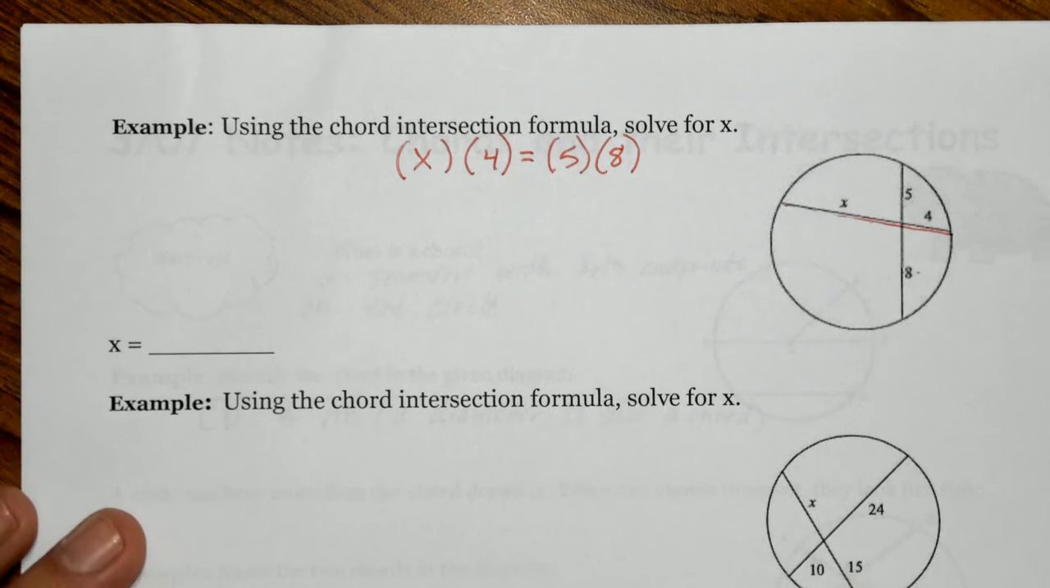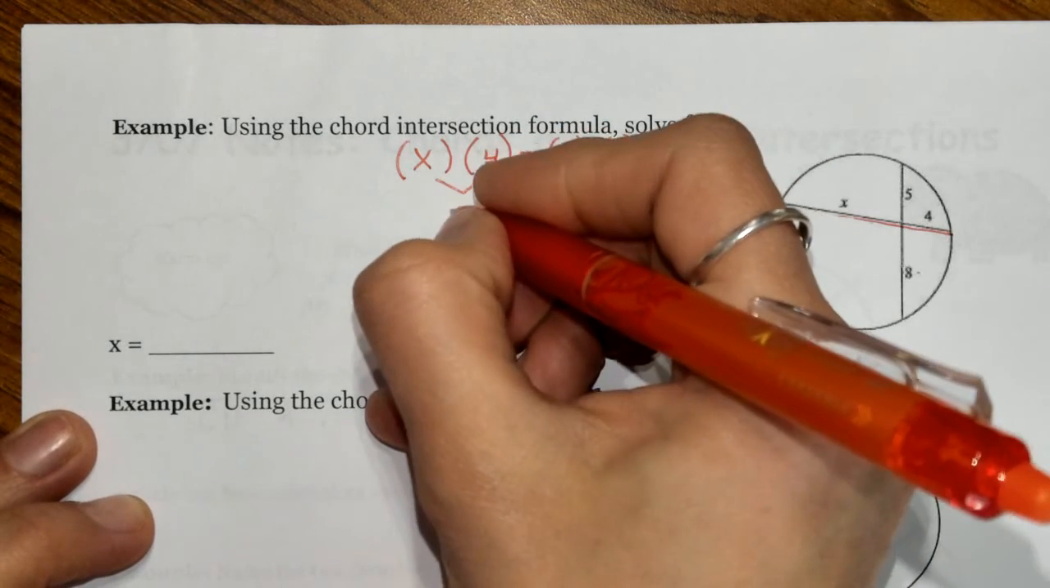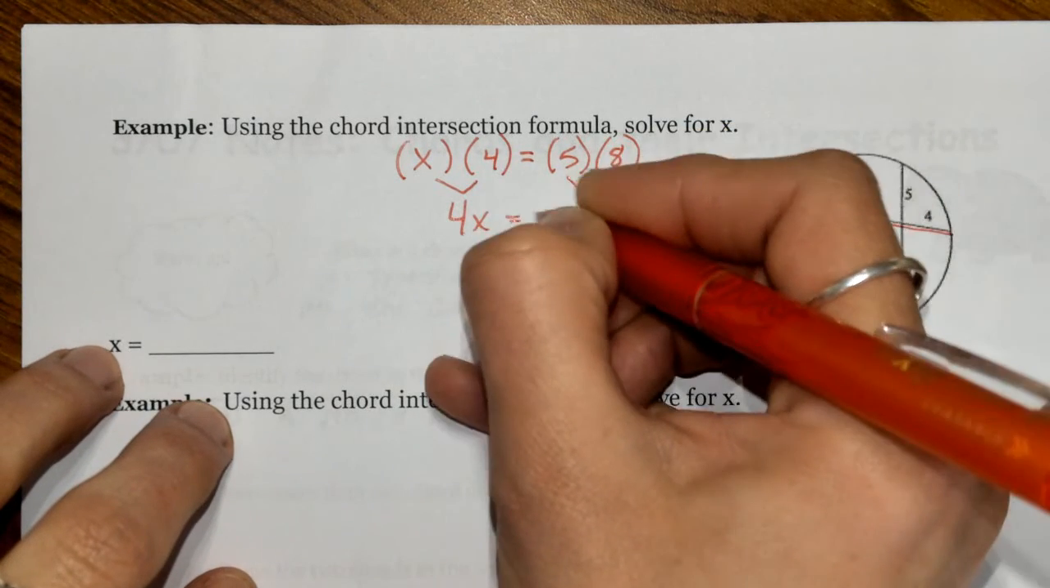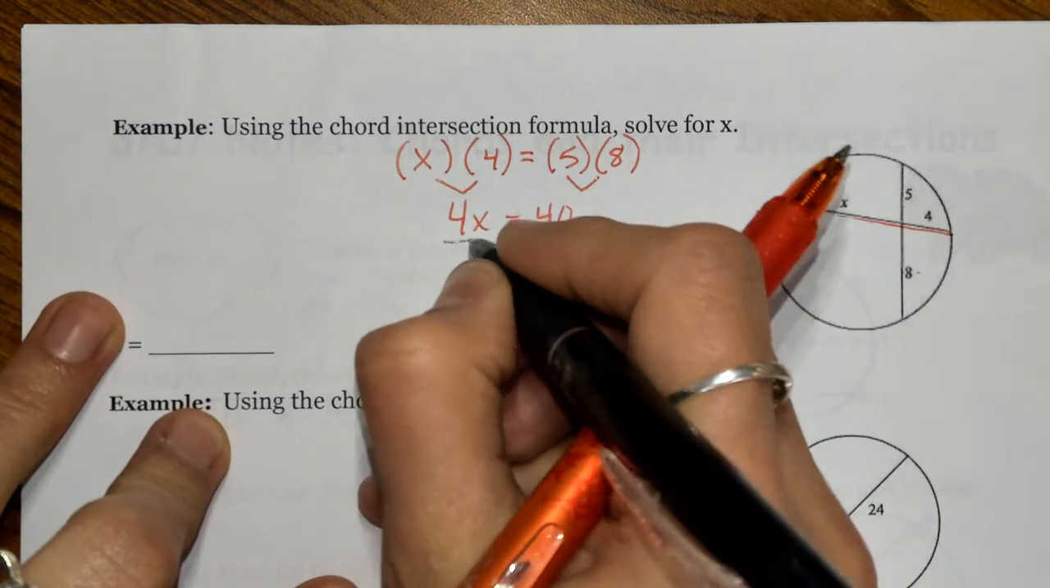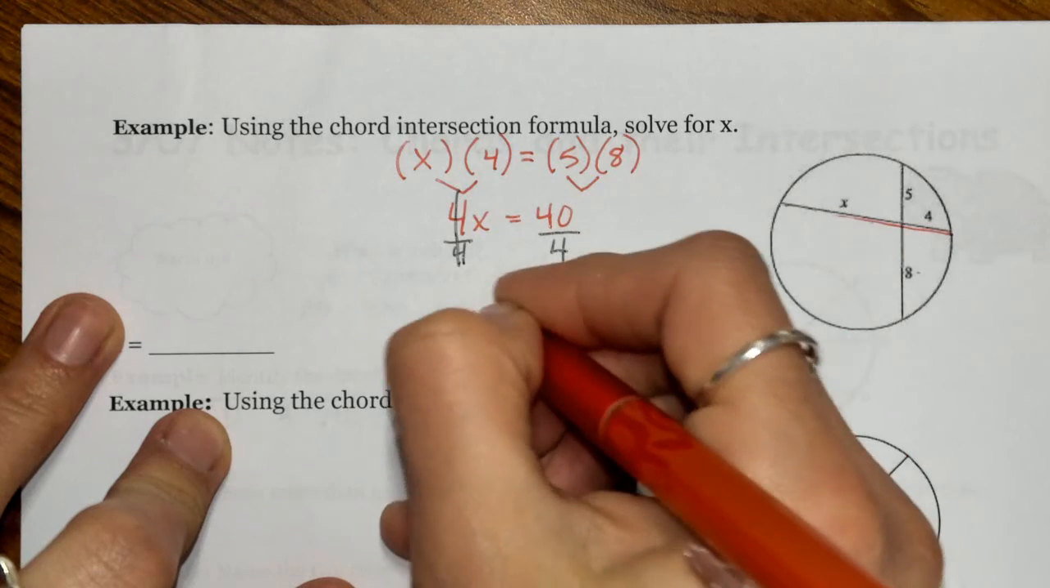Okay? Then whenever I do the multiplication, 4 times x is just going to become 4x. That's all it does. They just squeeze together. This will be equal to 5 times 8 gives you 40. And I'm not going to worry about pausing. This is very, very quick. Divide both sides by 4. X is going to become 10.